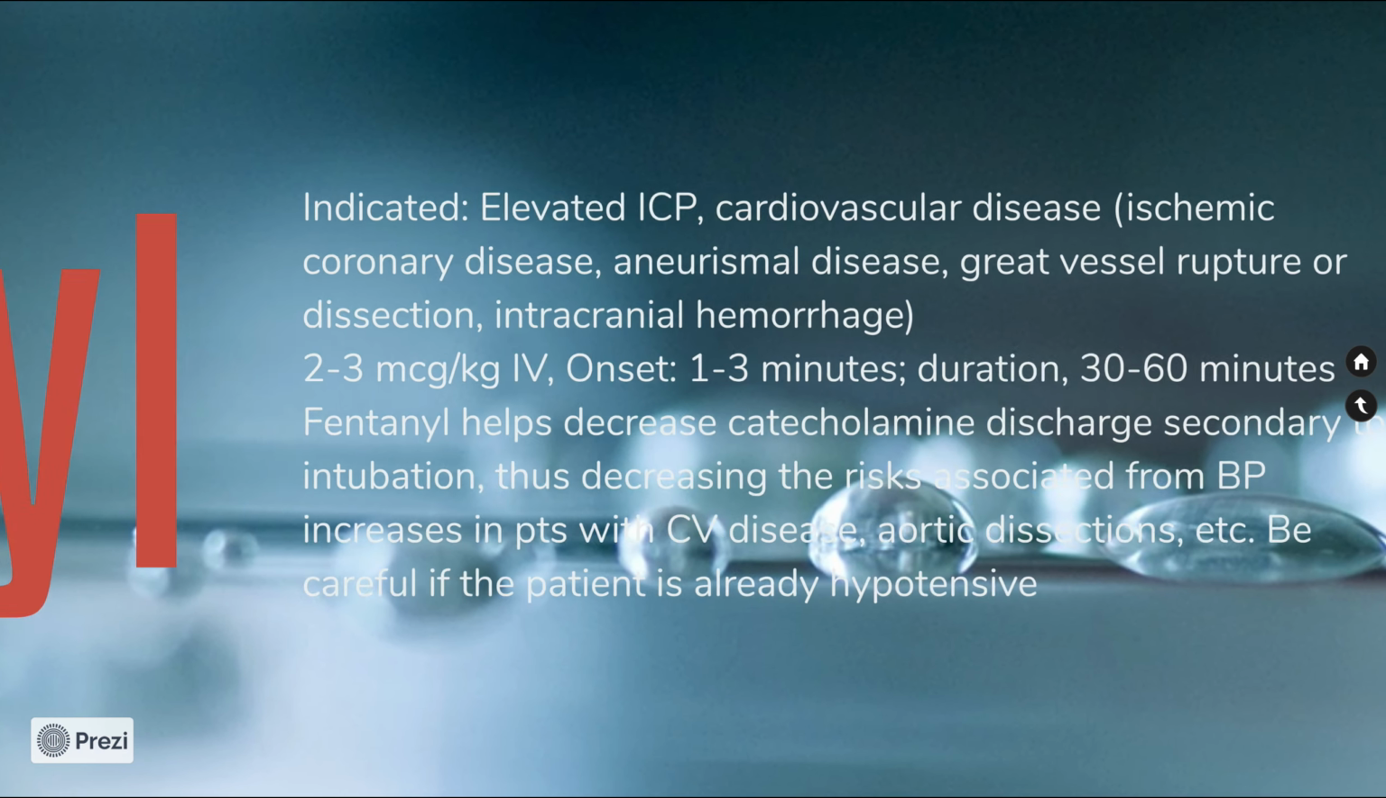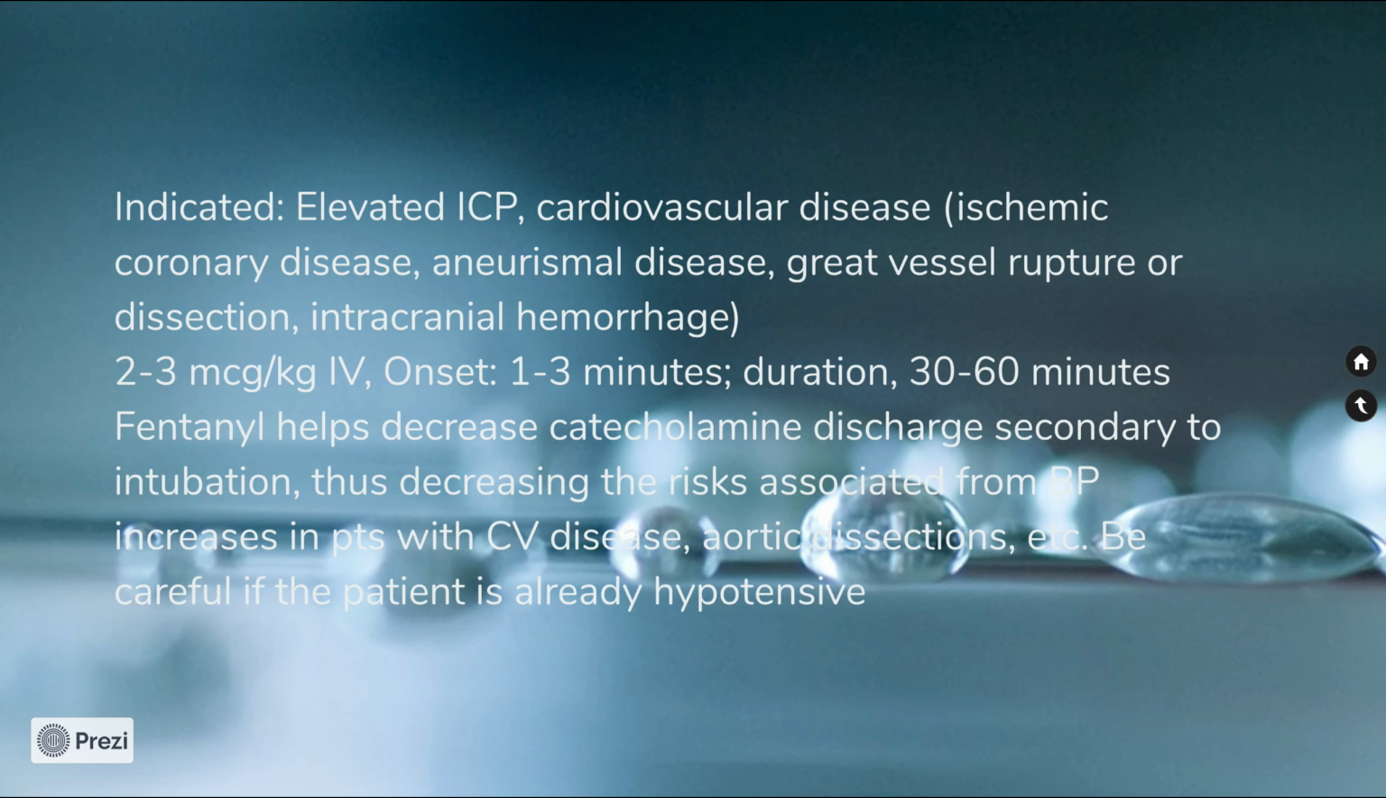Now we move on to fentanyl. Fentanyl is indicated for elevated intracranial pressure for people with cardiovascular disease like ischemic coronary disease, aneurysmal disease, great vessel rupture. Essentially, you want to suppress the cough or gag reflex. It's administered intravenously and has a quick onset of around 1 to 3 minutes. It helps decrease catecholamine discharge secondary to intubation. So, fentanyl disrupts the cough and gag reflex. That cuts down the risk of increasing intracranial pressure and bursting your fragile blood vessels.